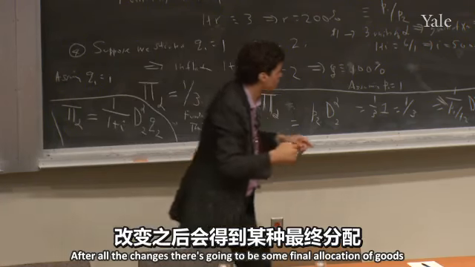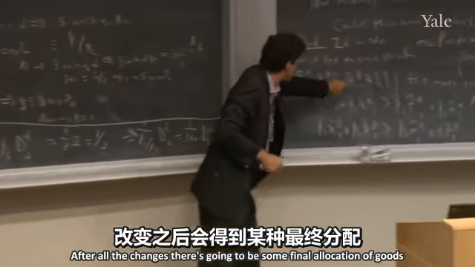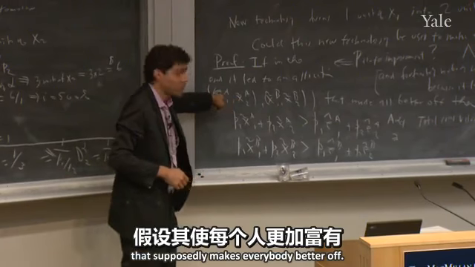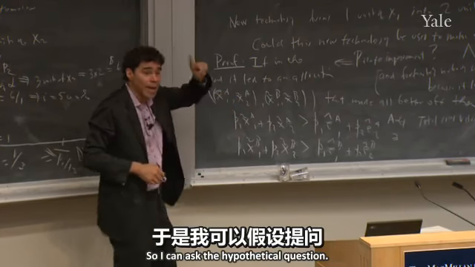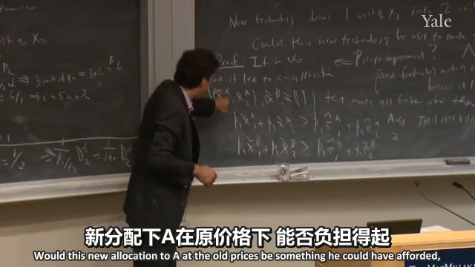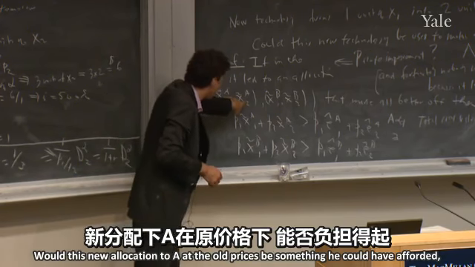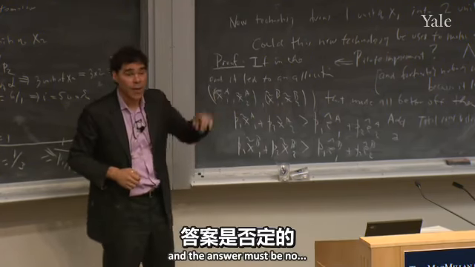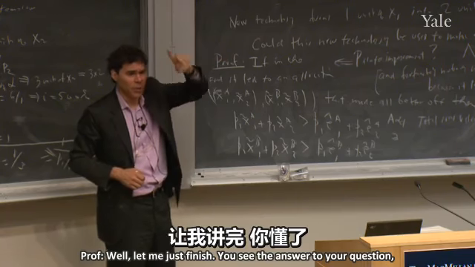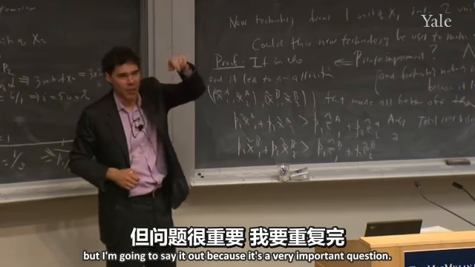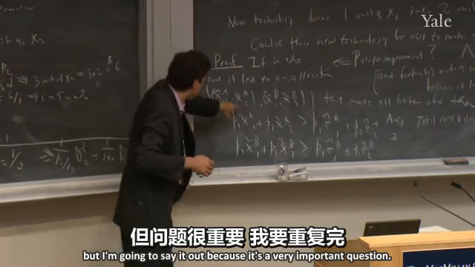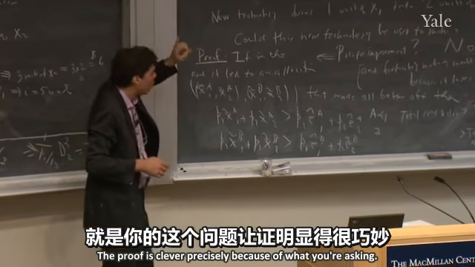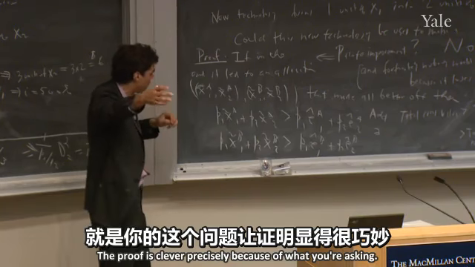After all the changes, there's going to be some final allocation of goods that supposedly makes everybody better off. So I can ask the hypothetical question, would this new allocation to A at the old prices be something he could have afforded? And the answer must be no. Well, let me just finish. So you see the answer to your question, but I'm going to say it out, because it's a very important question. So the proof is clever precisely because of what you're asking.